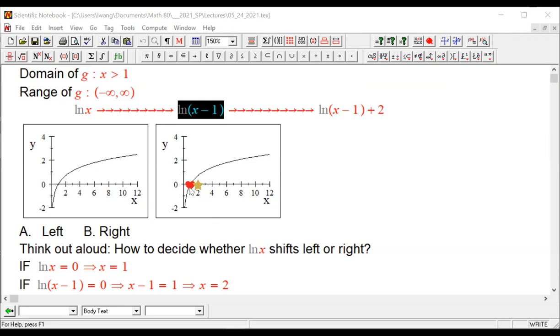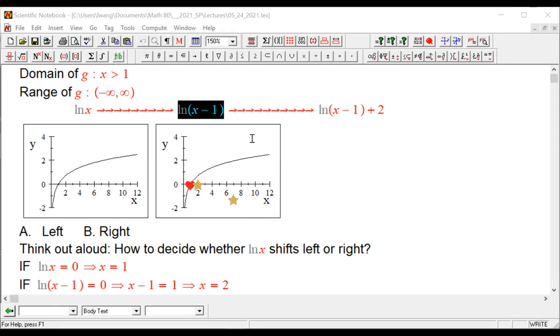So if this point is shifted to the right by 1 unit, do you guys see that? This is not the only way, but this is one of the simplest ways. So it should be shifting to the right, not to the left. Do you follow me? It should be shifting to the right by 1 unit.